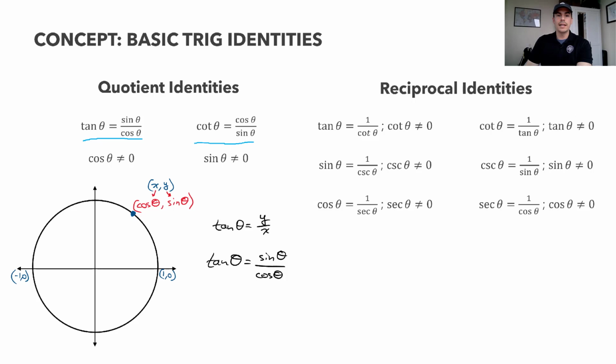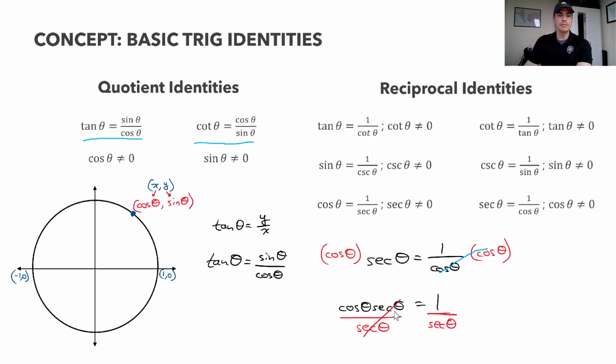So then my reciprocal identities, we've kind of seen all of these before, but just to clarify, they are each the reciprocal of each other. And let me show you what that means. So the secant is equal to 1 over cosine, right? Now, if I were to try to solve this for cosine, I would multiply each side by cosine. Those would cancel out, and I'd be left with cosine times secant is equal to 1. Now, I'm trying to solve for cosine, so I'd have to divide both sides by secant. And I'm left with cosine is equal to 1 over secant.